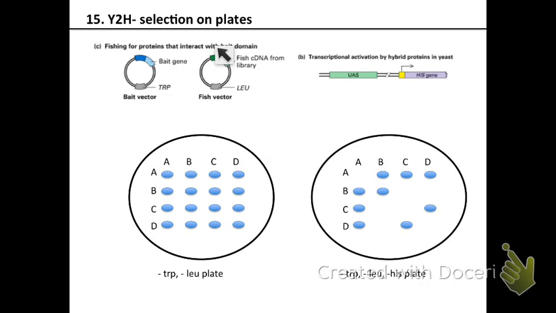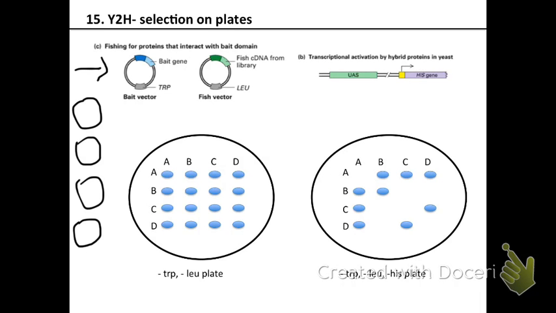Then what you can do is measure the interactions between protein A to protein A, protein A to protein B, protein A to protein C, etc., as well as protein B to protein A, protein B to protein B, protein B to C, etc., right? So what that means is that you're going to build these bait vectors, and you're going to have multiple vectors, right?